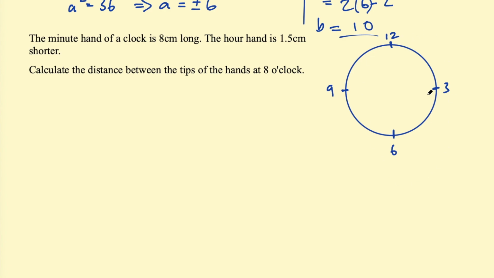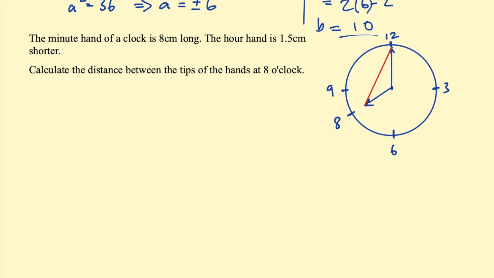Okay, so what do we have? Calculate the distance between the tips of the hands at 8 o'clock. So 8's over here. And where are the hands at 8 o'clock? The minute hand is pointing to 12. And the hour hand is pointing to 8. Alright, so we have this shape and we need to find the distance between the tips. So that will be this distance here.